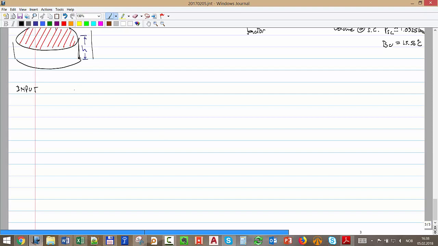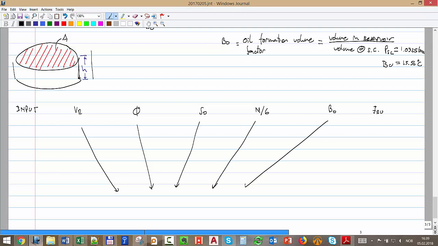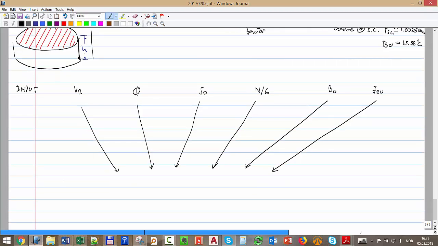My input is rock volume, right? Then we have porosity, oil saturation, net to gross. What else? BO, right? And the recovery factor. And all of that goes into one calculation that is an equation, okay? It's a function, let's call it the function.